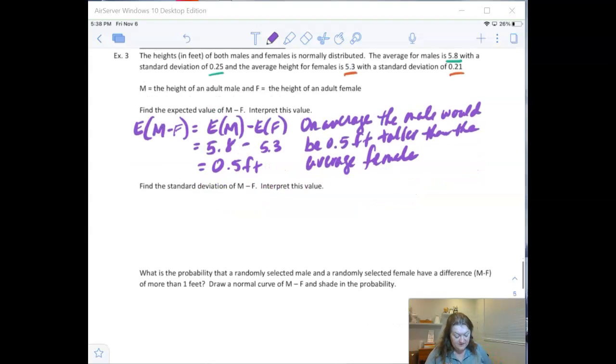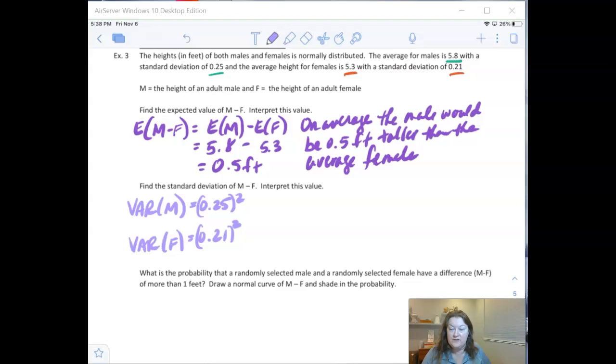What about the standard deviation? That's where we have to be a little bit more careful. We're doing two variables. So if I want to do the standard deviation, I'm first going to go to variances. The standard deviation of the males was 0.25, and I'm going to square that to get the variance. The standard deviation of the females was 0.21, and I'm going to square that to get the variance for the females. Then I'm going to add the variances together. So we're going to have 0.25 squared plus 0.21 squared, and then we're going to take the square root to get the standard deviation.